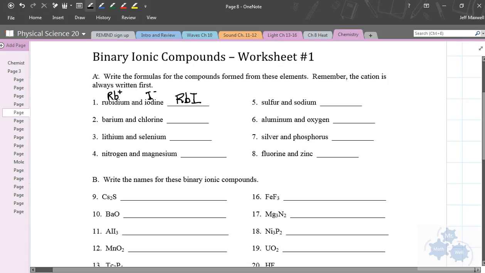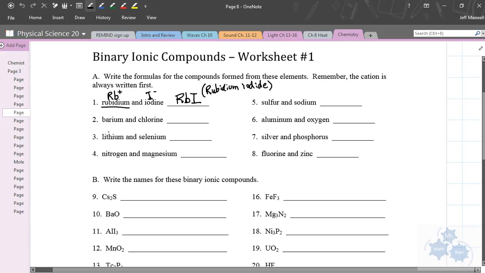And how do you name this? Rubidium, you always just say the element name, just like the ion, rubidium ion. Iodide. Rubidium iodide. That's what it's called. And you don't have to write this down, but you're going to have to name them in the second part. So that's rubidium iodide. All right? Let's do number 3.